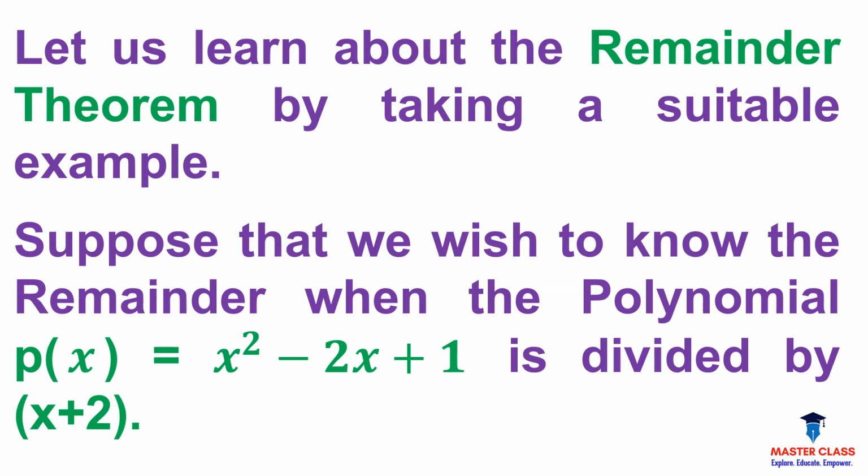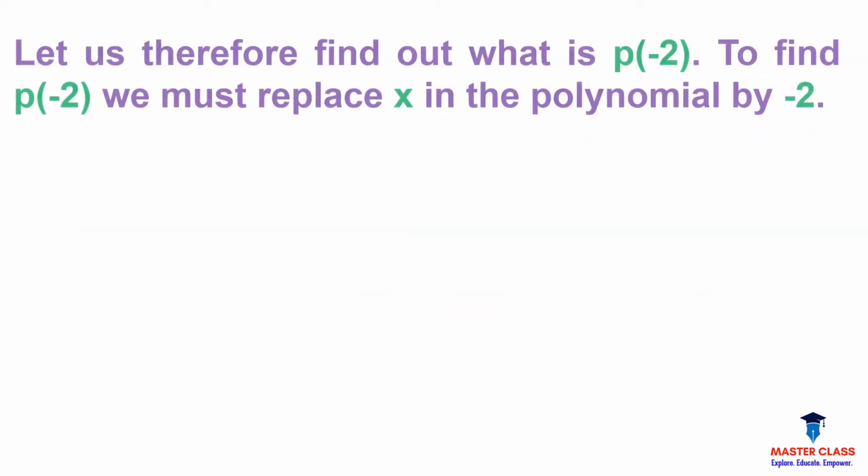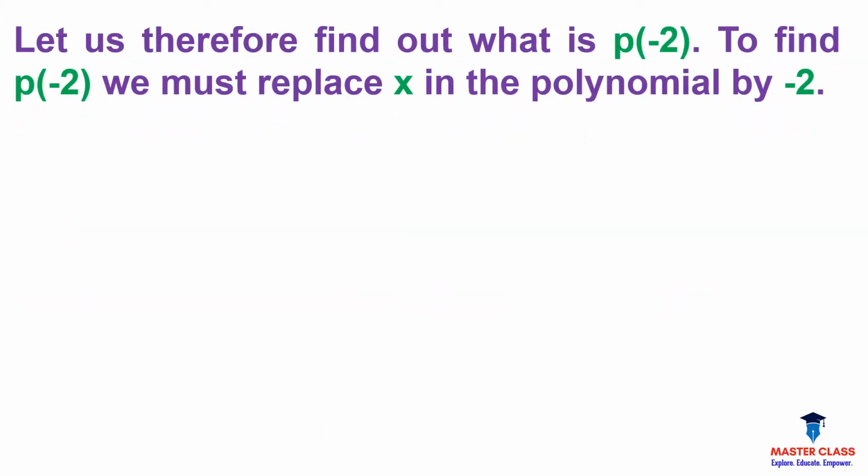Suppose we wish to know the remainder when the polynomial p of x, which is equal to x square minus 2x plus 1, is divided by x plus 2. The remainder theorem tells us that the remainder obtained will be equal to p of minus 2. Therefore, we have to find p of minus 2 in order to find the remainder when p of x is divided by x plus 2. Let us therefore find out what is p of minus 2.